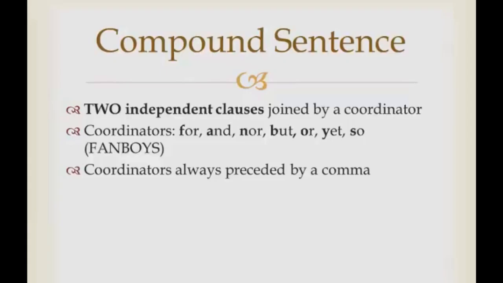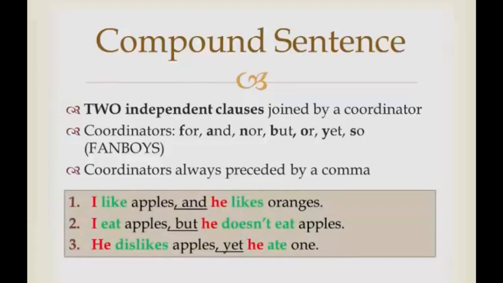Let's look at these examples. I like apples and he likes oranges. You have the subject I with like and the subject he with the verb likes. So I like apples is one independent clause and he likes oranges is another independent clause. Both of them can stand on their own and make perfect sense. And it's joined by a coordinator, and coordinators make both these independent clauses equal. Okay, I like apples and he likes oranges.